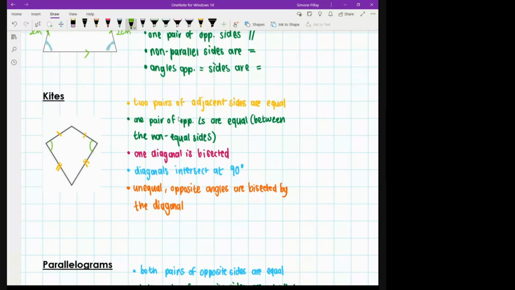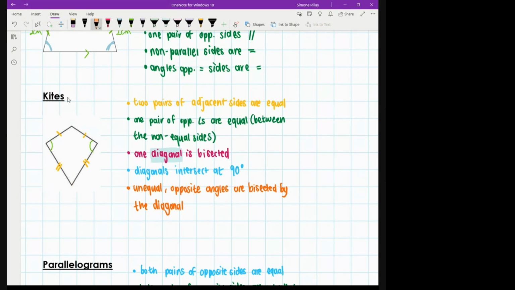Now, this word is something you're going to see a lot when we talk about quadrilaterals, and this is diagonal. When I talk about a diagonal, a diagonal is firstly a line, and it's a line that joins two opposite corners. So here I see this corner is opposite to this corner, and when I take a line and I join those corners, that is going to give me what we call a diagonal.